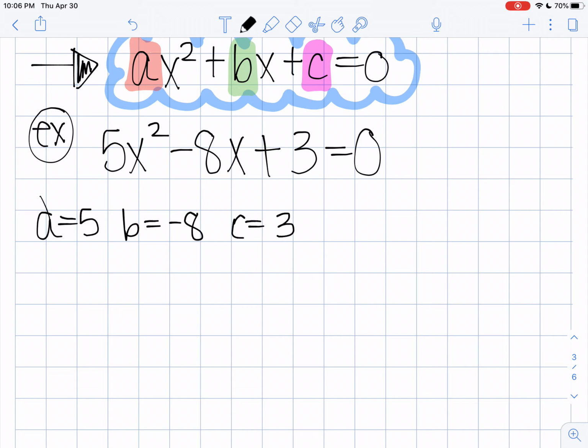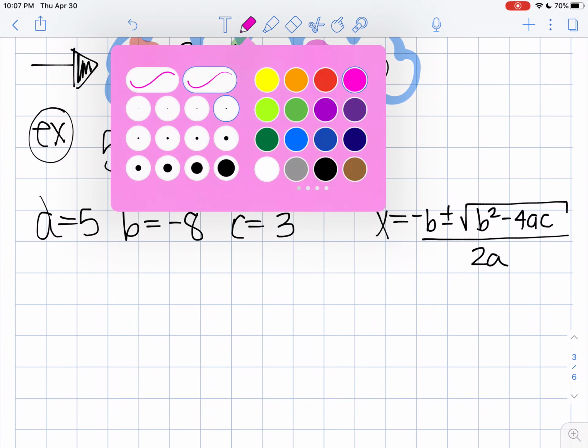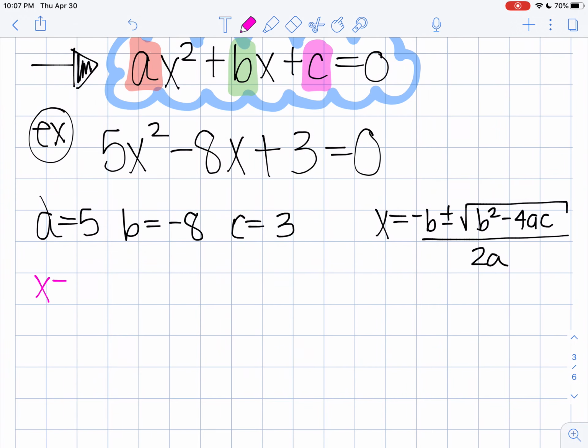And I'm going to put this in my quadratic formula, so I'm going to rewrite it over here kind of small so I remember. Negative b plus or minus the square root of b squared minus 4ac all over 2a. Okay, so I'm going to plug it in. So I get x is equal to negative b. Now, since b is a negative number, the negative of negative b, or the opposite of b, is 8.